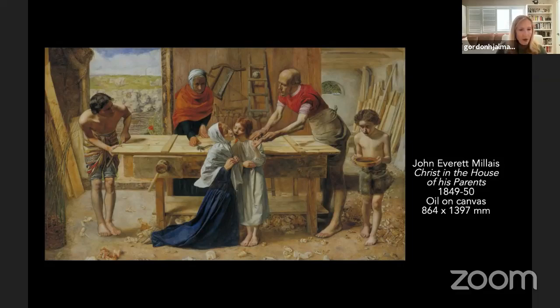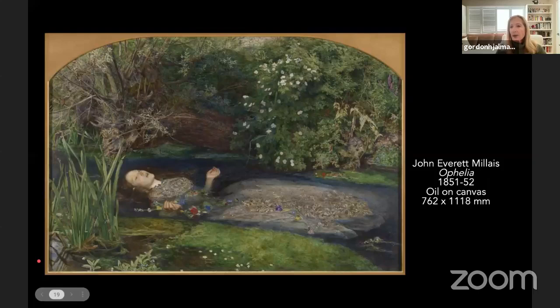So we're going to go to one more Pre-Raphaelite painting. And probably the most important Pre-Raphaelite painting was this one, Ophelia.